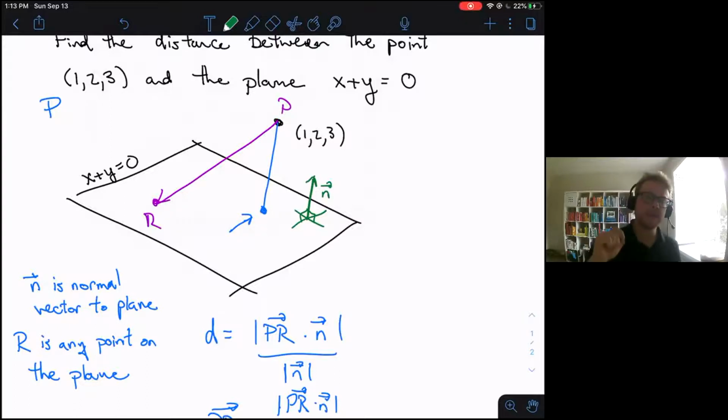So we want the piece of PR that's going in this direction, that's going straight to the plane. That's basically going to be this blue line here. But we want to make sure that we get the positive length of this thing, so we're going to apply some absolute values here. That's why this formula works.